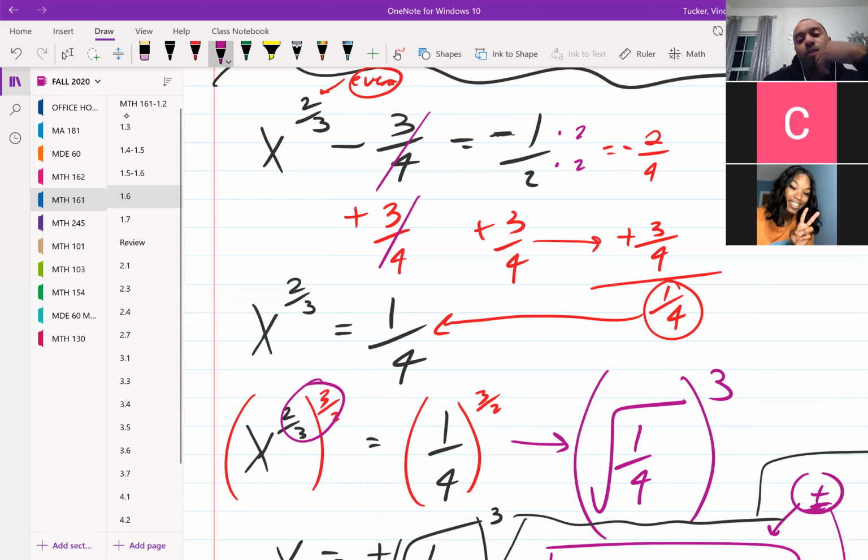Now this 1/4 raised to the 3/2 power. Don't forget your denominator is your root, numerator is your power. So we take the square root of 1/4 and raise it to the 3rd power.